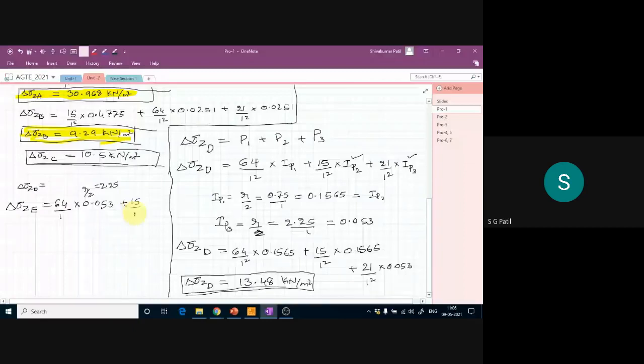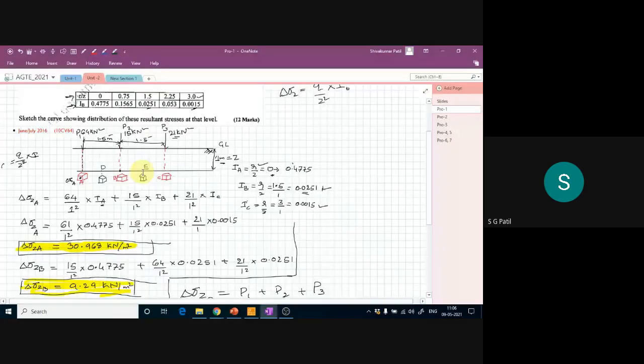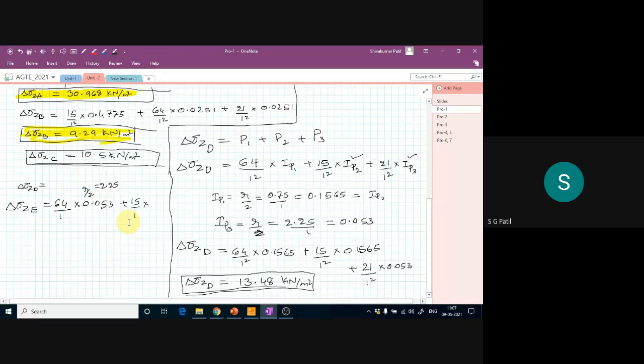R by Z at point E, due to my P1 load. R by Z is how much? So 1.5 plus this 0.75, right? So 2.25. So for the 2.25, what is the influence factor? 0.053.